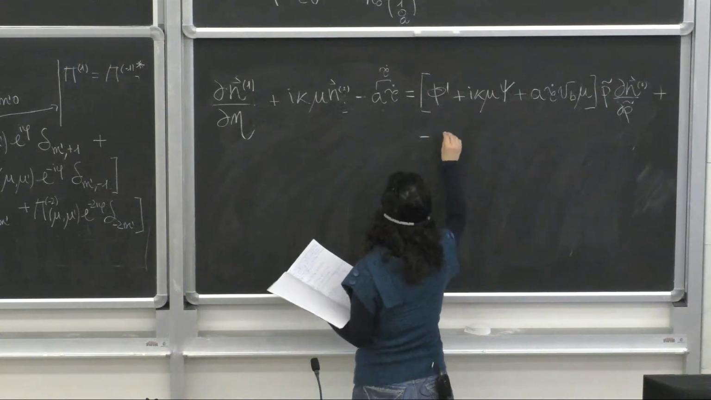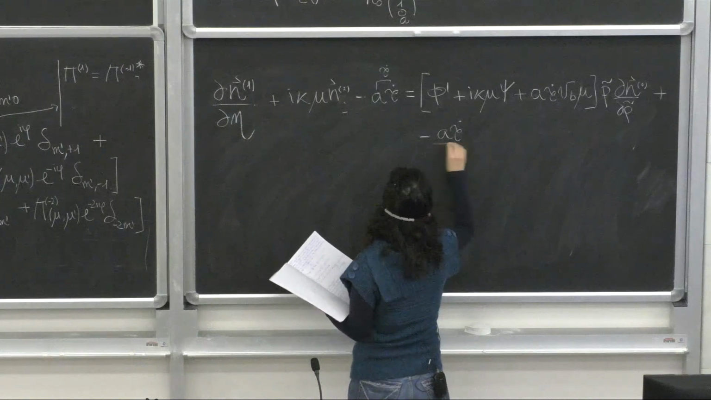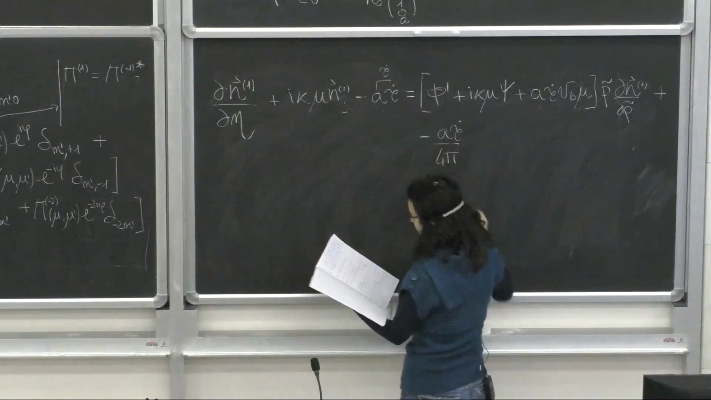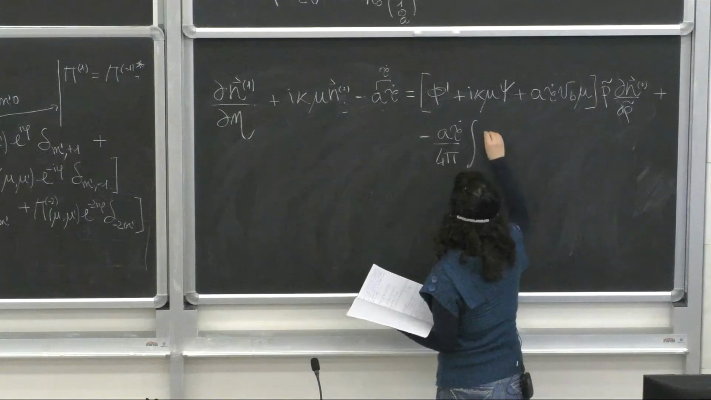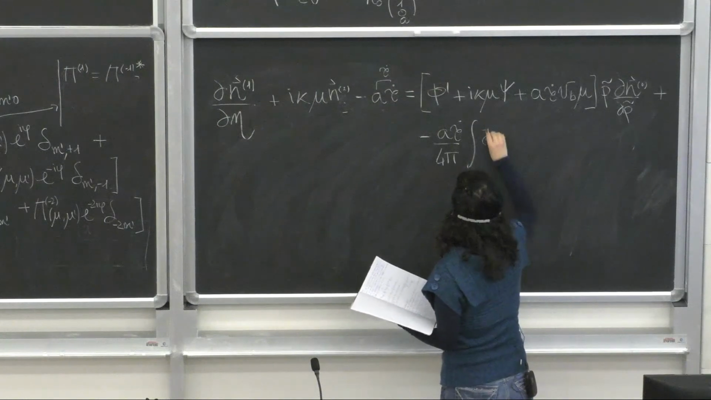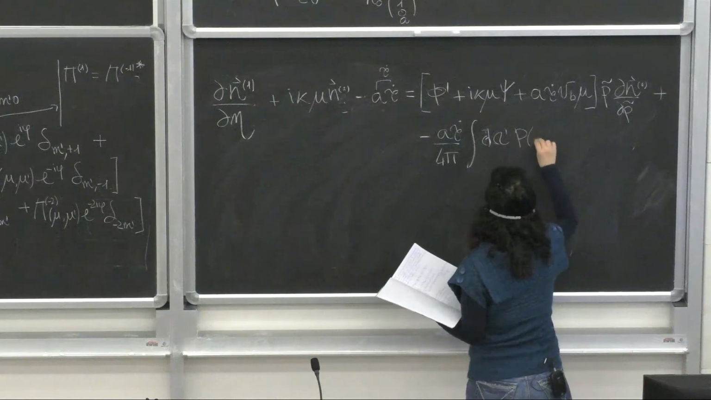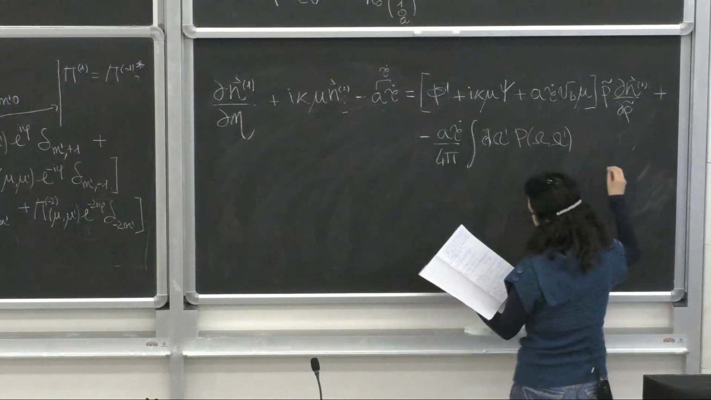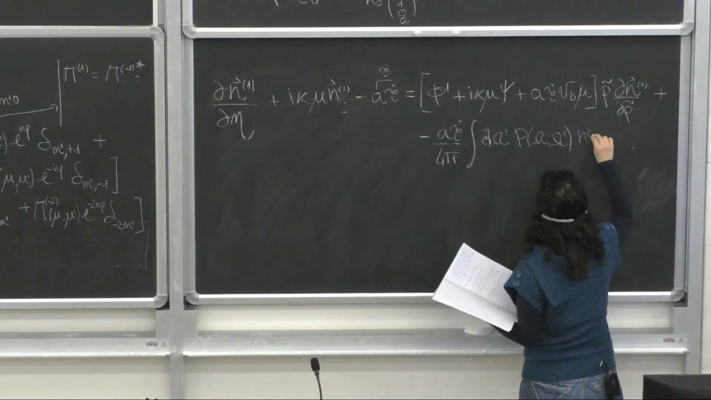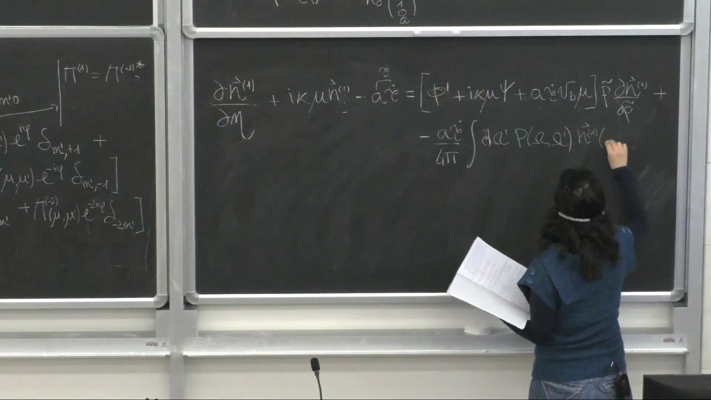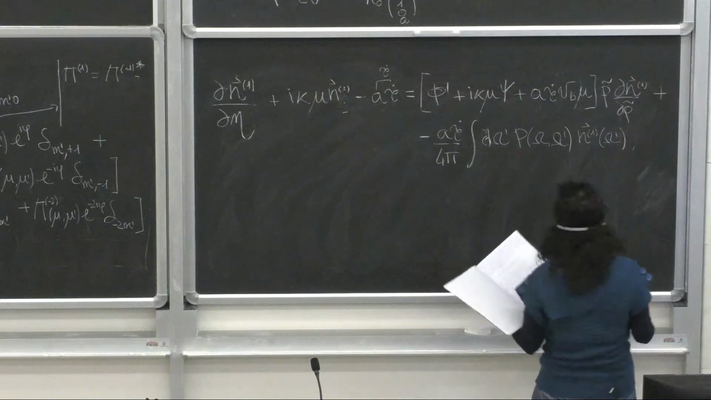minus a tau prime over 4 pi, and here we have the scattering terms. So integrated again over the omega prime scattering matrix n1 omega prime.